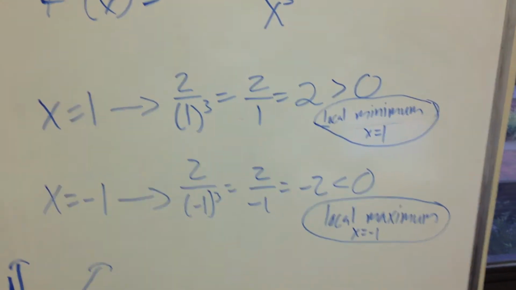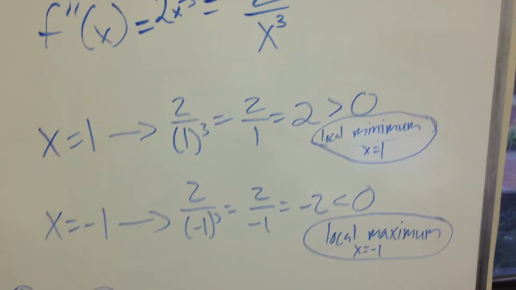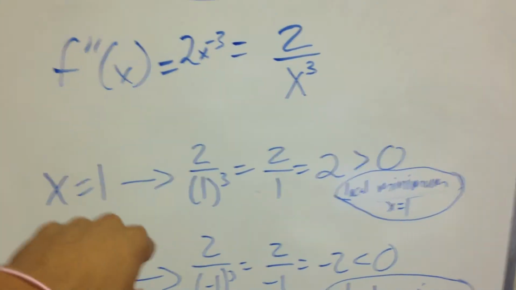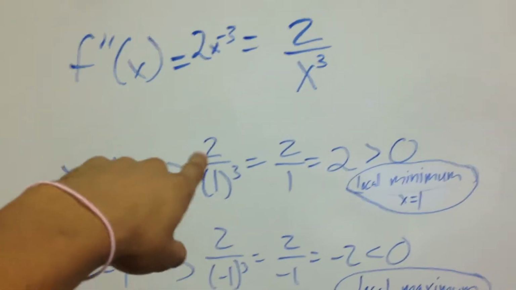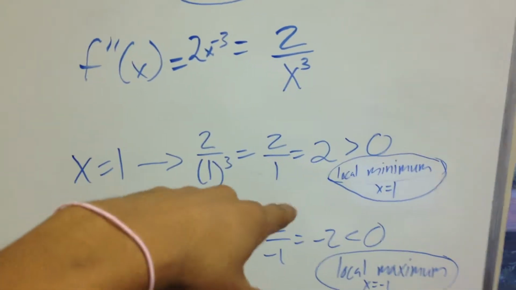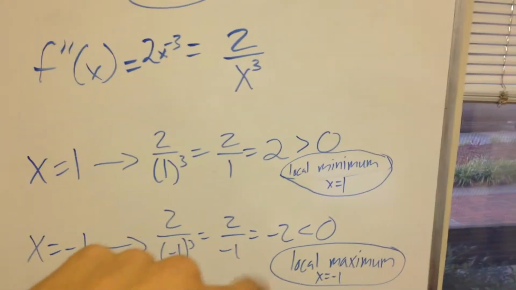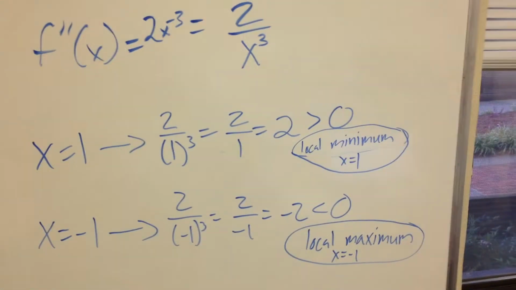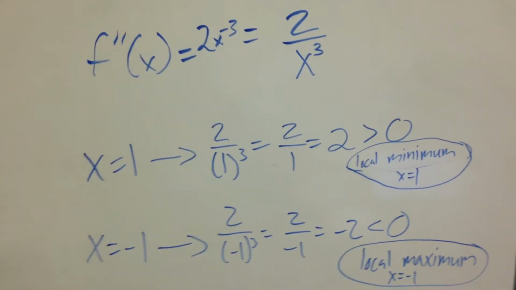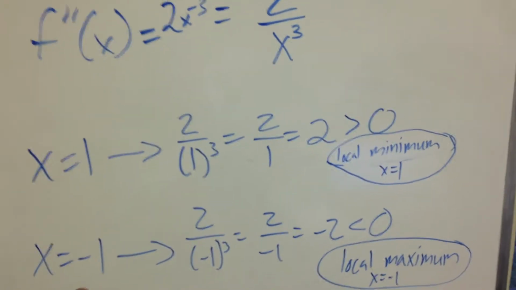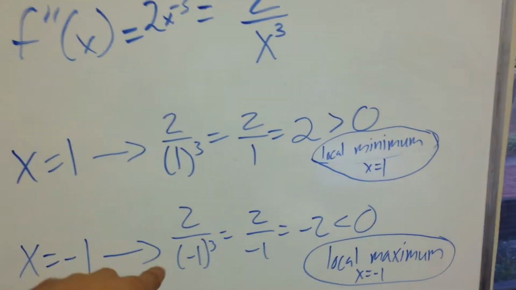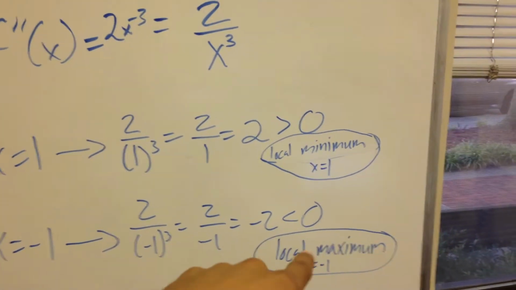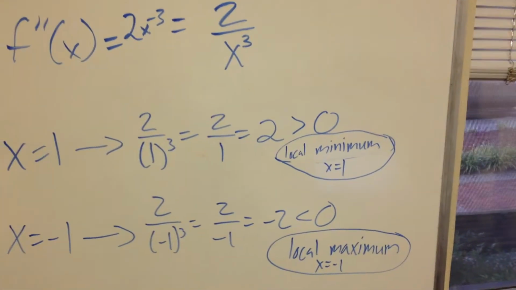So for the x equals 1 extrema, we do 2 over x cubed, but x in this case is 1. So 2 over 1 cubed, that's obviously 2. So 2 is greater than 0, so we have a local minimum at x equals 1. And then at x equals negative 1, we plug that one in, and we get the same sort of line here. We put a negative 1 instead of 1, and that gives us a negative value. So a negative value is obviously less than 0, and that gives us a local maximum.